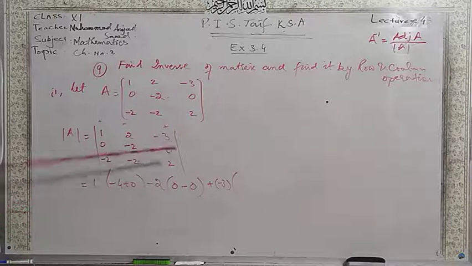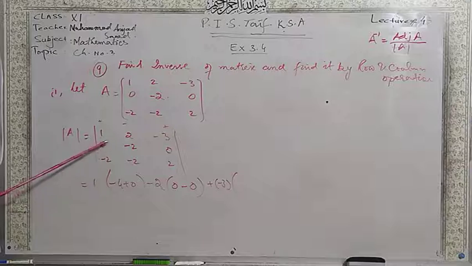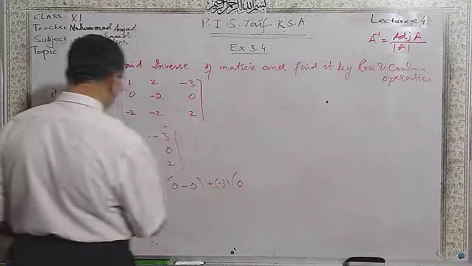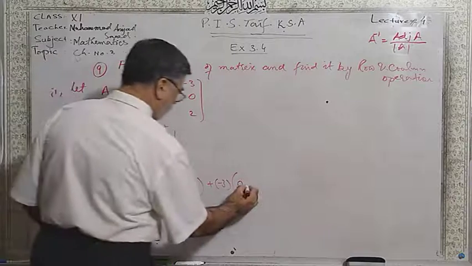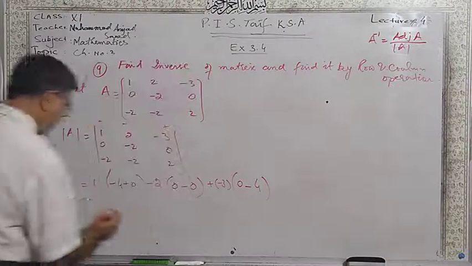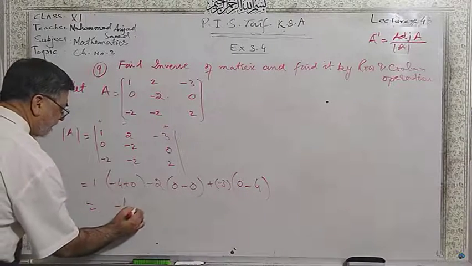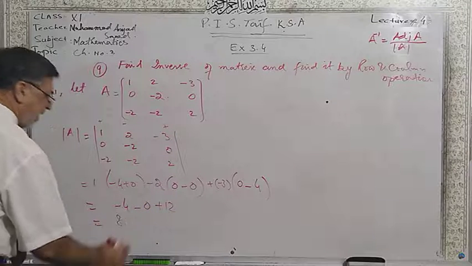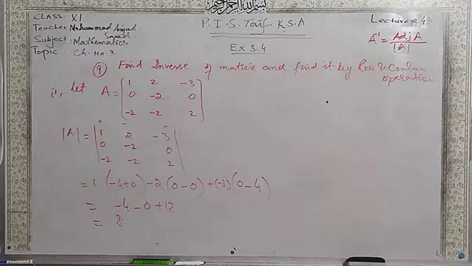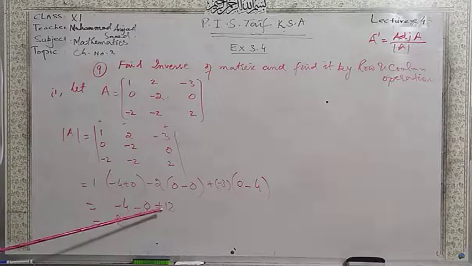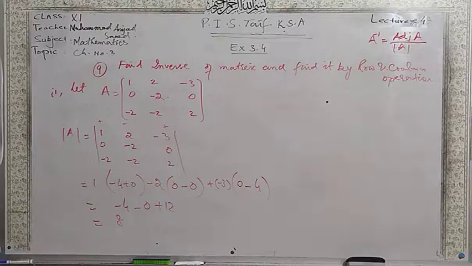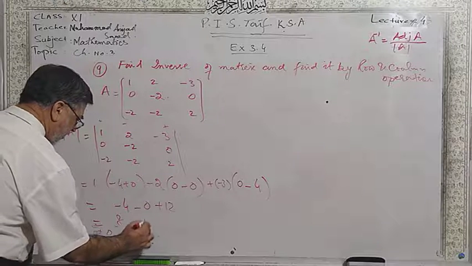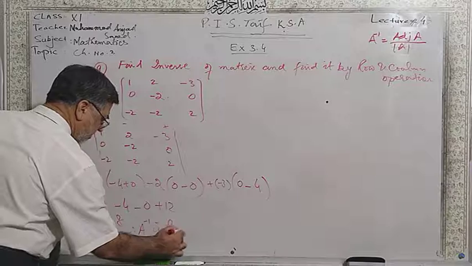Remove this column and this row, AD minus BC, 0, minus minus plus and plus minus minus 4. Here it will be minus 4 minus 0 plus 12, which is 8. Minus minus plus 12 minus 4 is 8. That is not equal to 0, therefore A inverse is possible.